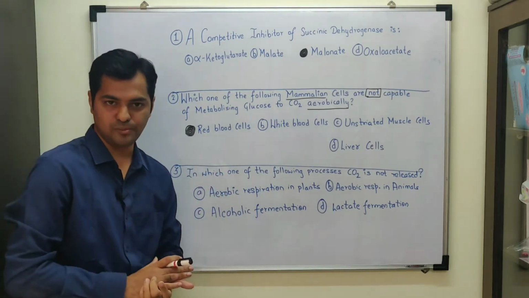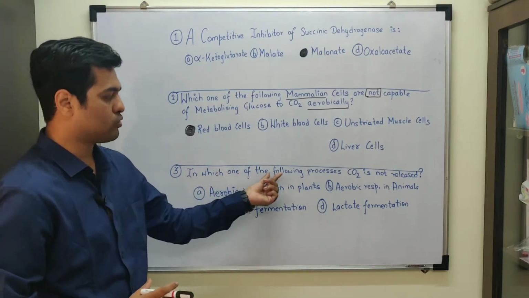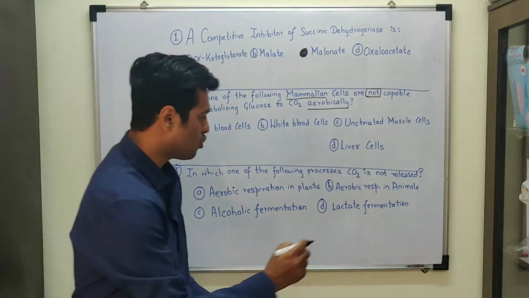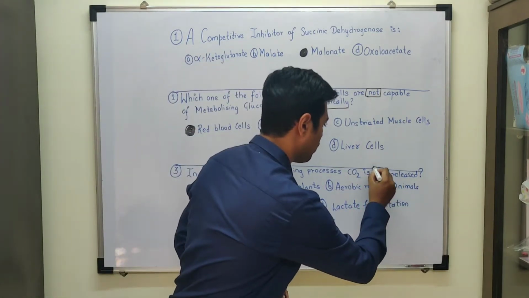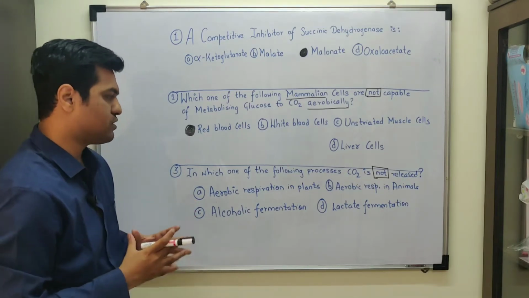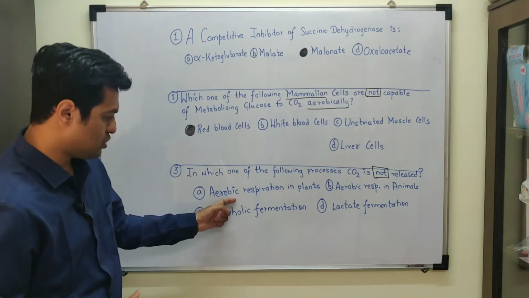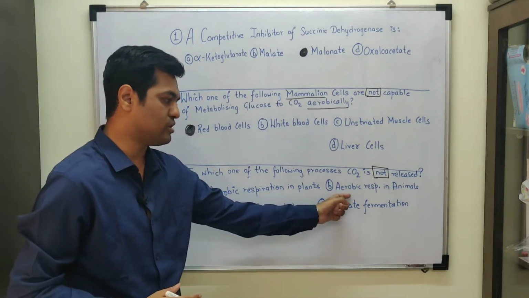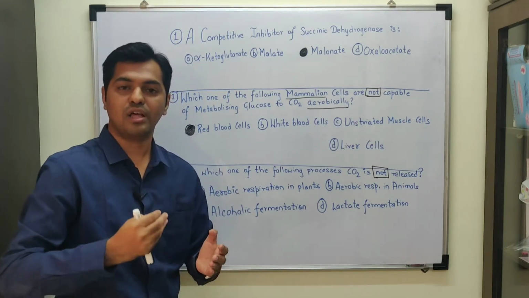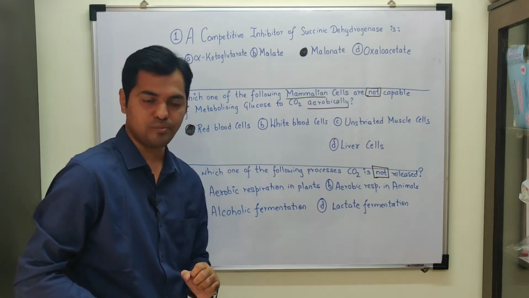The third tricky question which comes from the respiration chapter is, in which one of the following processes is carbon dioxide not released? So here again the important part is not released. CO2 is released in certain processes and it is not released in a particular process. Aerobic respiration in plants, aerobic respiration in animals. Now in aerobic respiration, whenever there is utilization of oxygen, there is also CO2 release. So these 2 options are not the correct option.